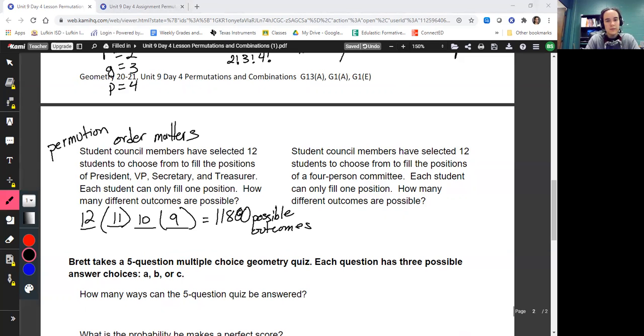The next one, student council members have selected 12 students to choose from to fill the positions of a 4-person committee. Each student can only fill one position. How many different outcomes are possible? So this one, we have a combination because order doesn't matter, because it doesn't matter who is chosen first or second or third or fourth. It just matters that they're all in a group.